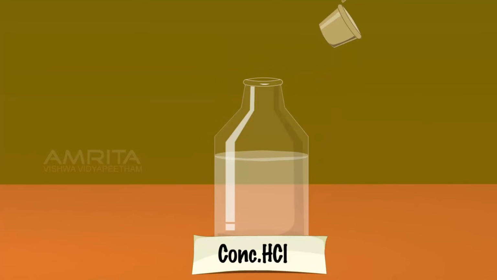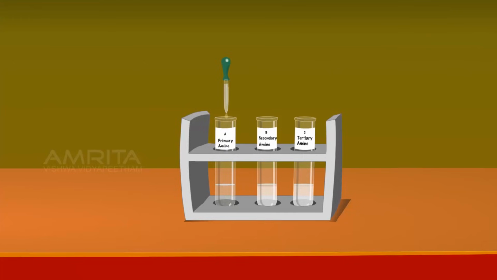Using another dropper, take a small quantity of concentrated HCl. Add it into the test tubes A, B, and C. In test tube A, the soluble sulfonamide salt formed precipitates after addition of HCl. In test tube B, acidification of the mixture does not dissolve the insoluble sulfonamide. In test tube C, the insoluble amine is converted to a soluble ammonium salt.